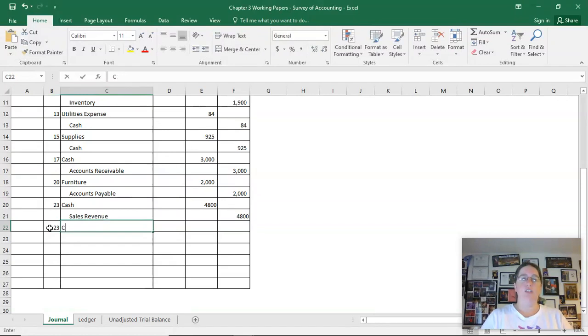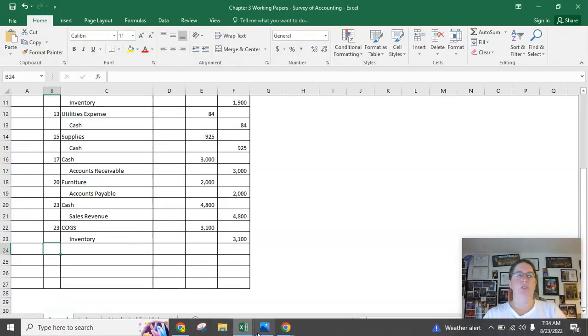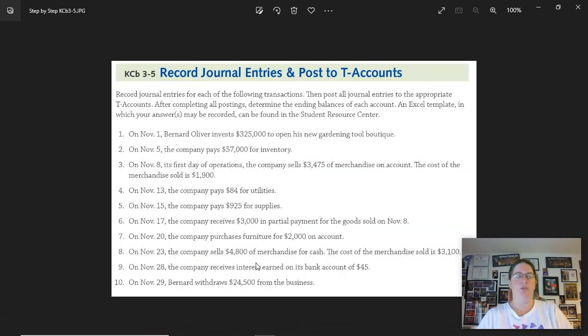Again, two-sided entry. We have to keep track of that cost of goods sold, and it said cost of goods sold was $3,100, and our inventory was $3,100. And again, going to indent that one. Notice over here on the right, my commas were working, and now all of a sudden they stopped working. So I'm just going to stick commas in here and decrease my decimal. Okay. So again, we sold merchandise for $4,800. We received cash. Cost of goods sold was $3,100, so we're removing that from our inventory to show we no longer have that amount of product.